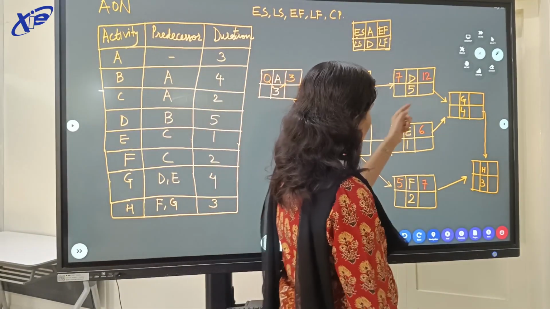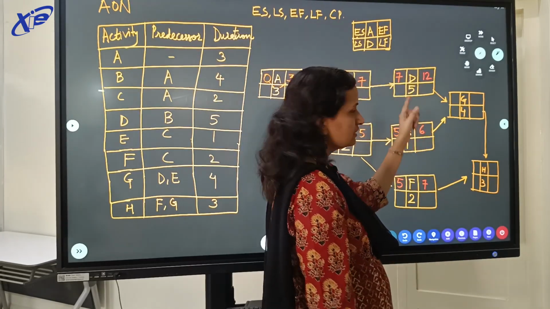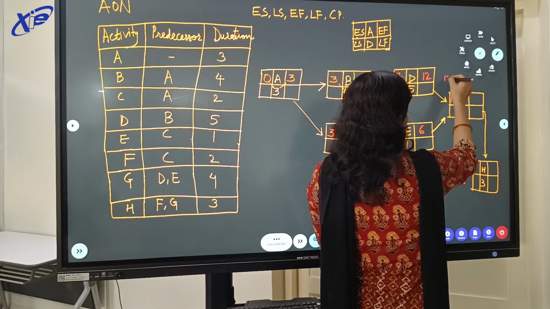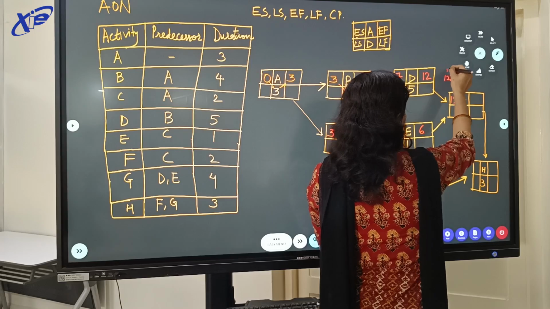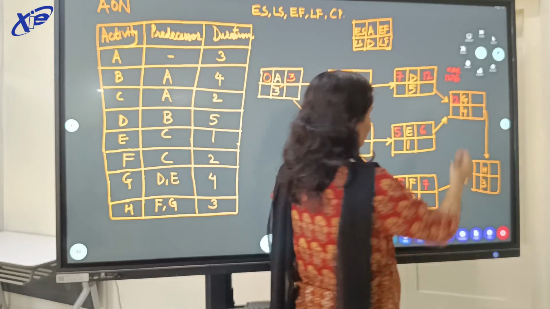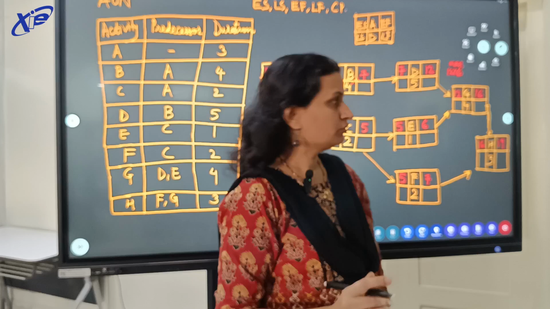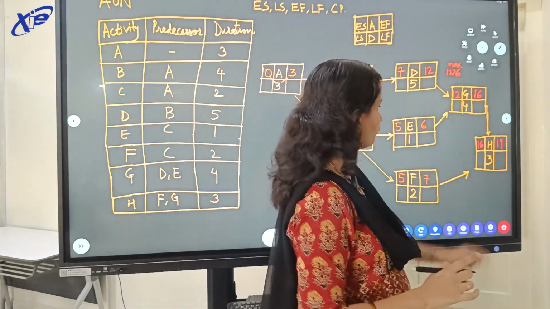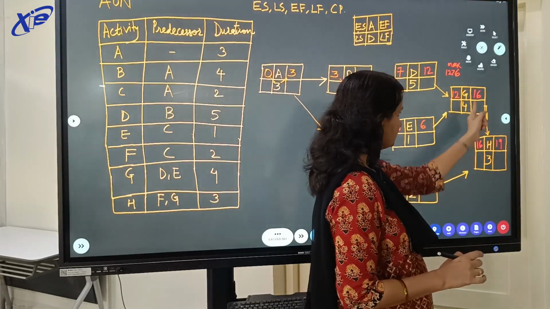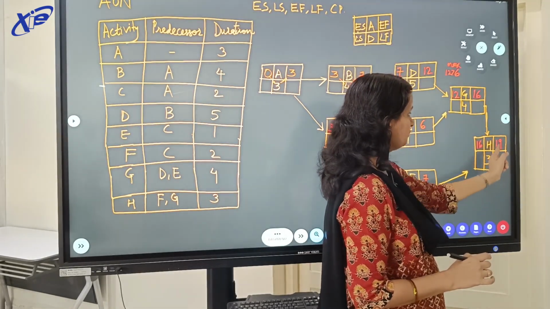Moving ahead to G, we have two paths coming in, 12 and 6. We consider the maximum value, so we consider 12, since 12 is greater than 6. So 12 plus 4 is 16. Now to find the value of H, we take the maximum of 16 and 7, which is 16. So ES of H will be 16, and 16 plus 3 will be 19.